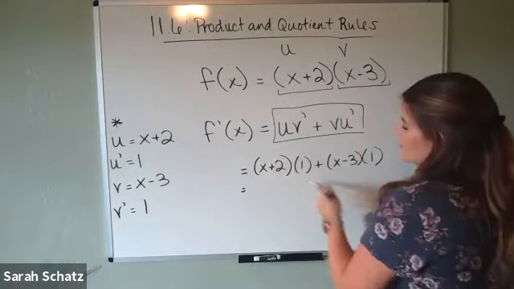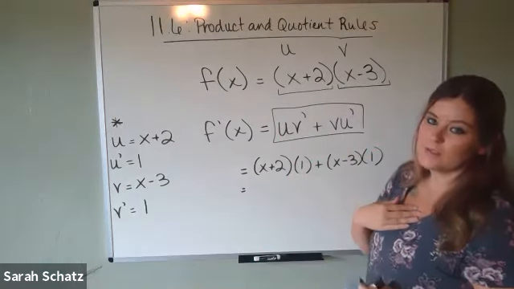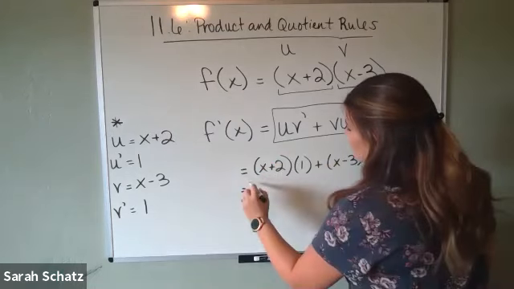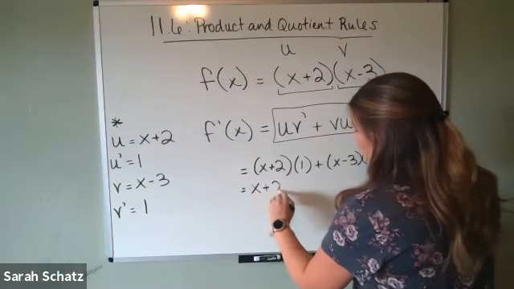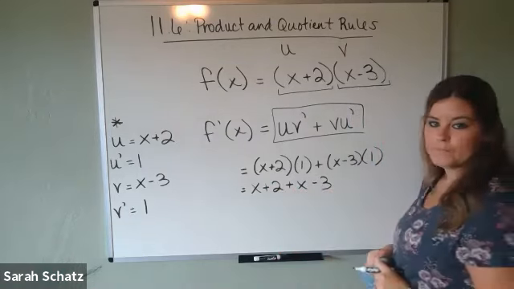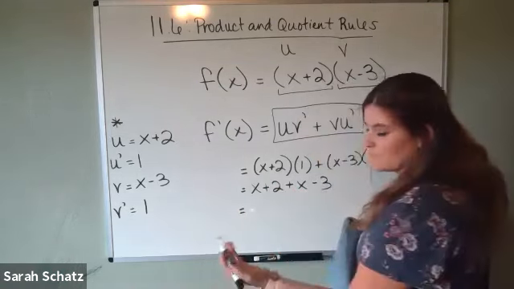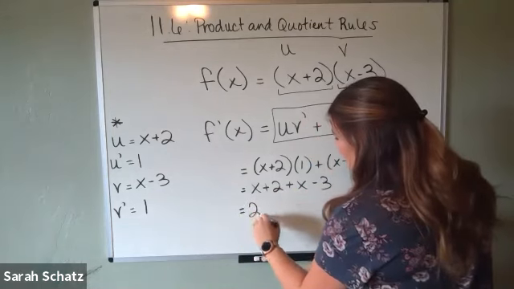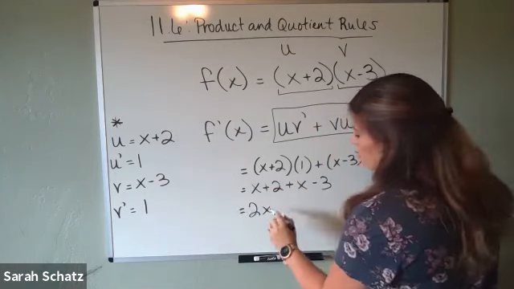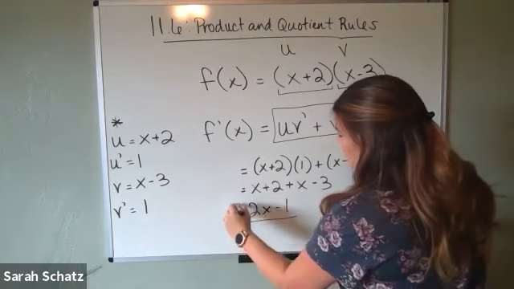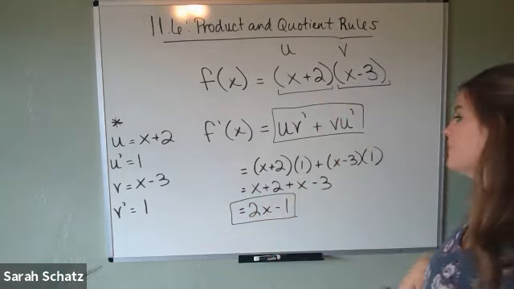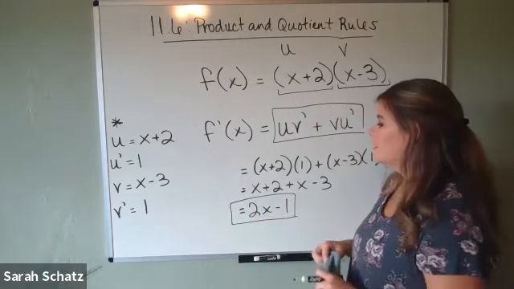So from here, this isn't always a 1. It is a 1 here in our case, but you always want to distribute that out. So it's going to end up being x plus 2 plus x minus 3. And then we combine like terms, of course. x plus x is 2x. Plus 2 minus 3 leaves us with minus 1. So you guys, this is the derivative of this product.